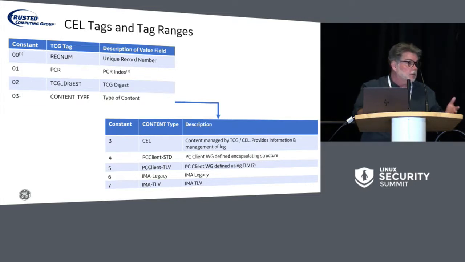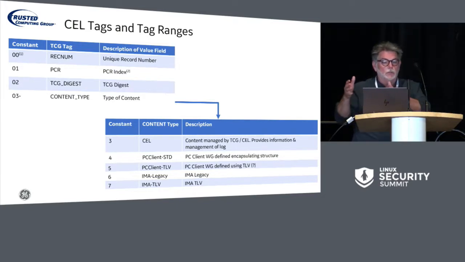We decided to start with zero, because everything starts with zero anyway, but it's also really convenient that every record starts with the value zero, so if you're debugging this, it might be easy to distinguish between the records. And then we'll allocate a tag of one for PCR, two for this field is the TCG digest, and I'll get into why I put TCG in front of that. And then three on to the end will be defining content type. And in the table below, I'm describing some of the content types.